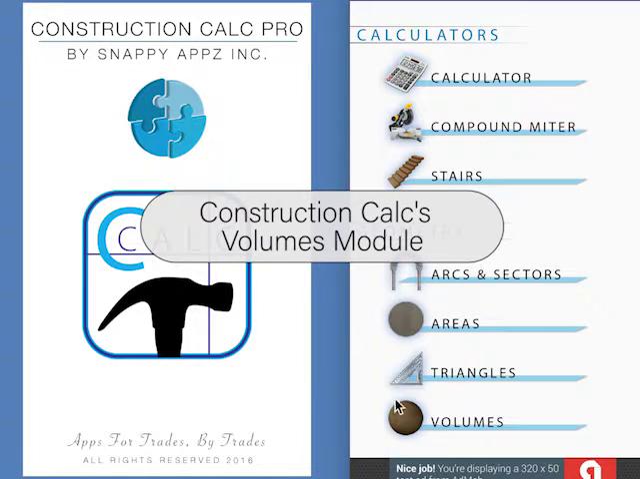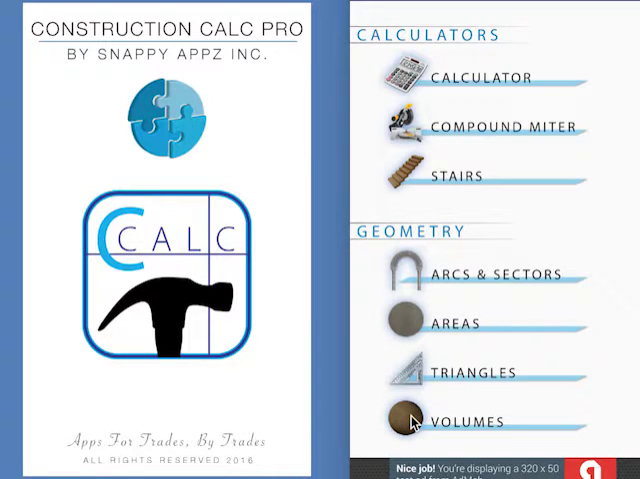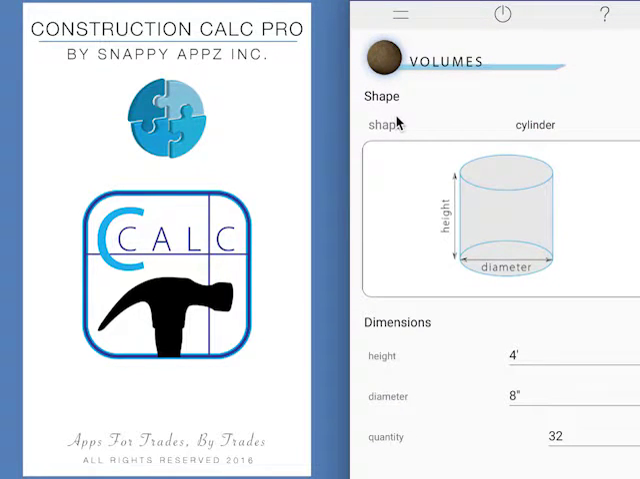In this tutorial, we're going to look at the volume module for Construction Calc Pro, available on iOS and Android. So let's go ahead and click right on into the volumes in the geometry section. That's going to bring up our volumes module. Let's reset it so we're zeroed out.